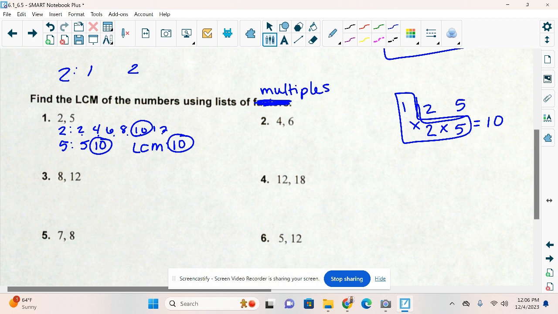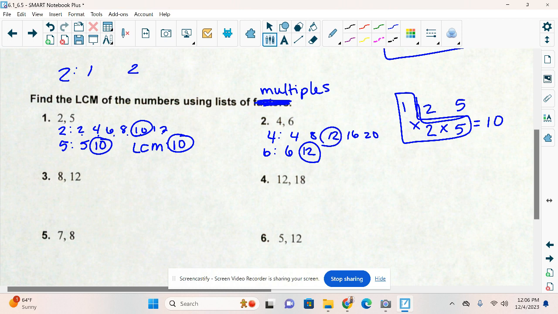Not always. So, looking at number 2, you have 4 and 6. You can list out your multiples of 4: 4, 8, 12, 16, 20. I'm going to stop right there. And then 6 is 6, 12. We can stop, and we can stop because we already have something in common, which is 12.